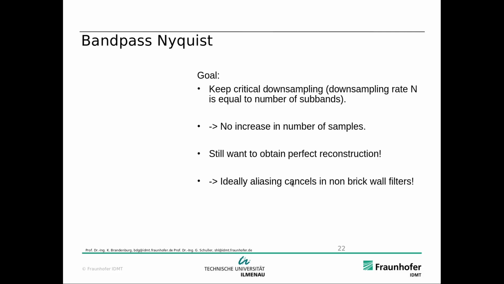And ideally, aliasing should cancel in non-brick wall filters, right? So if we have non-brick wall filters, there's overlap between filters, which means we have overlapping spectral components, which is usually bad, but ideally they should cancel and give us perfect reconstruction. It's not clear how to do it, but we will see how to do it.